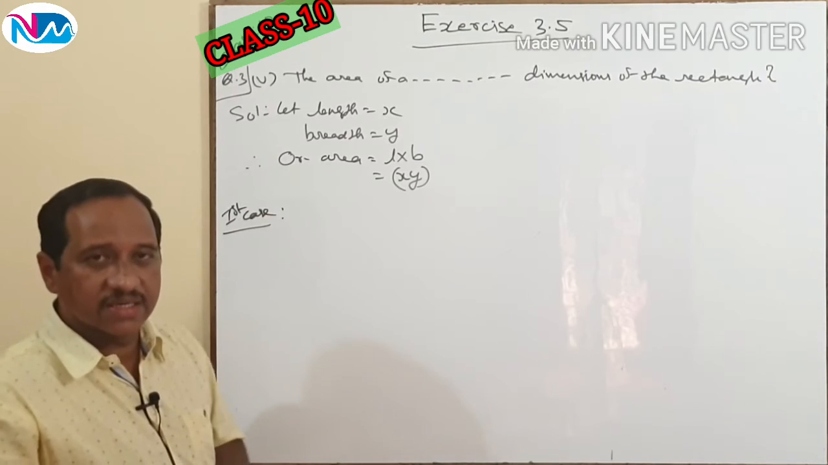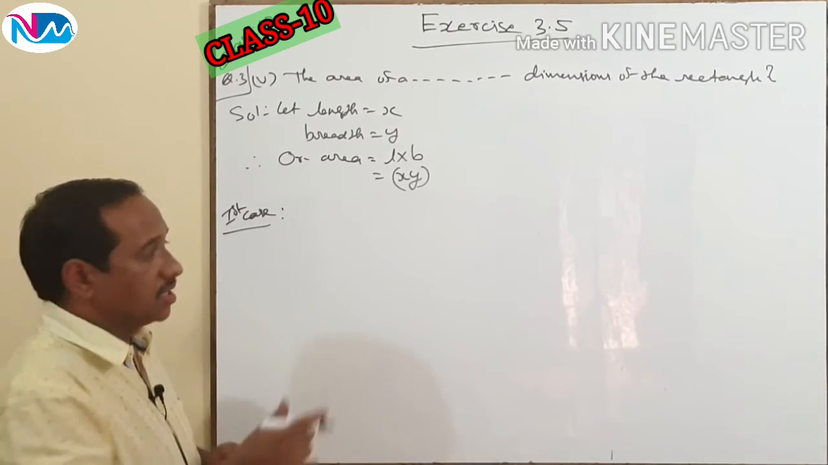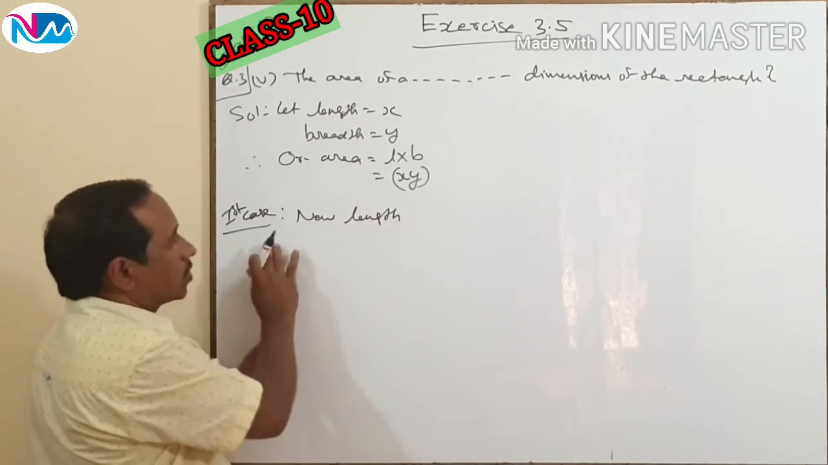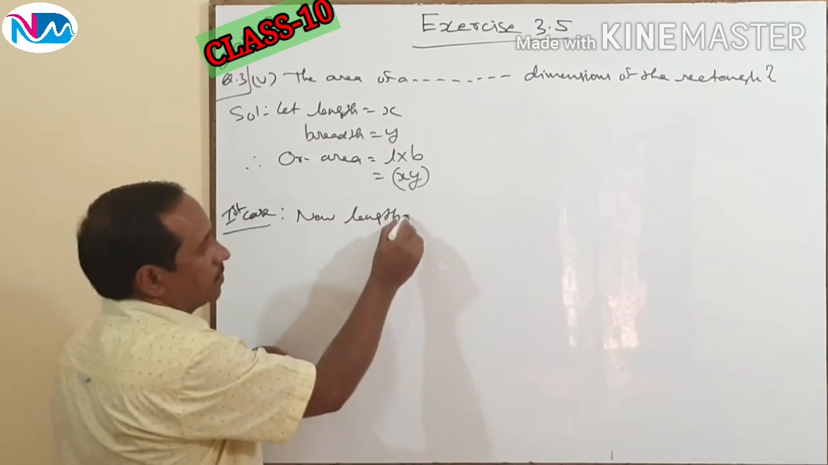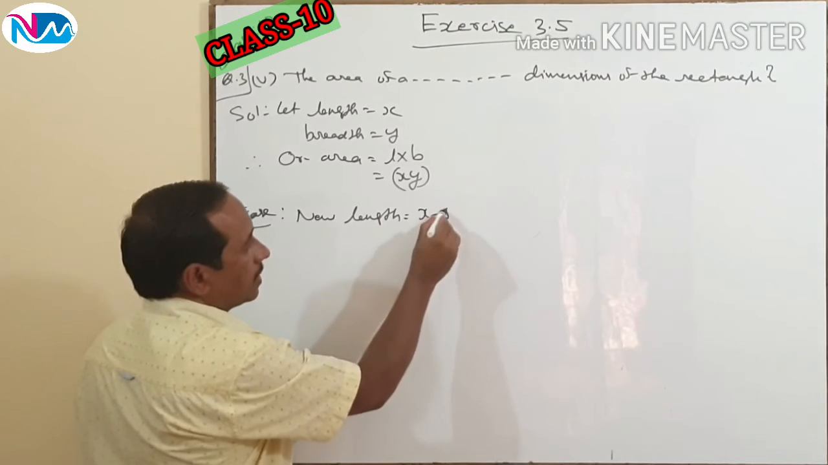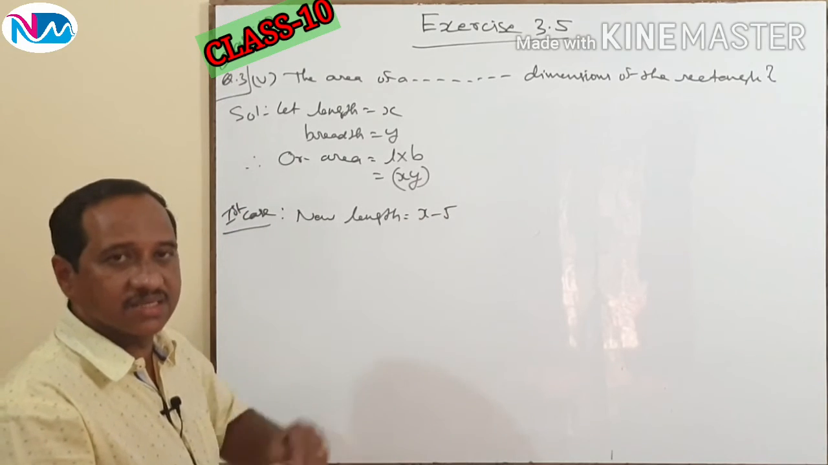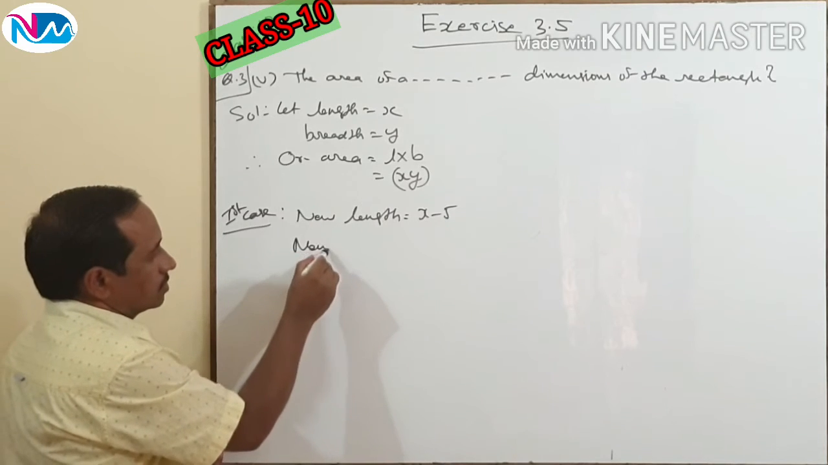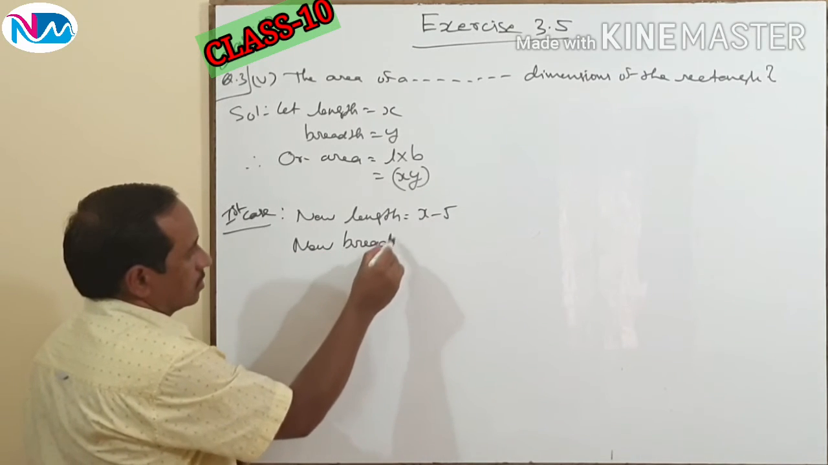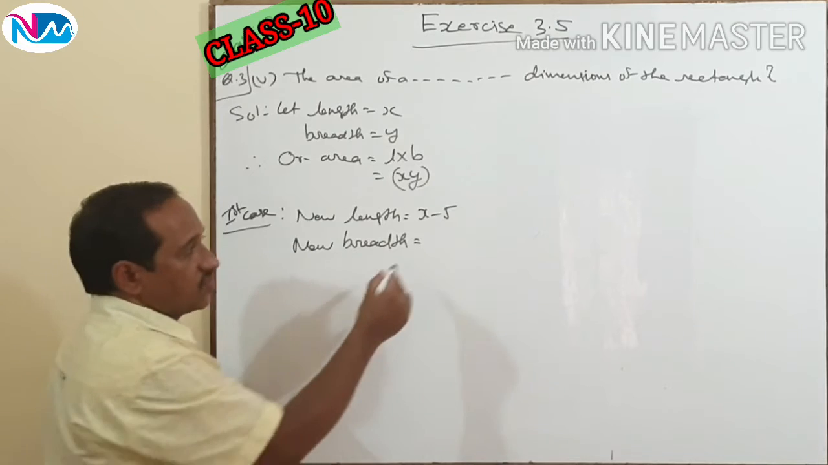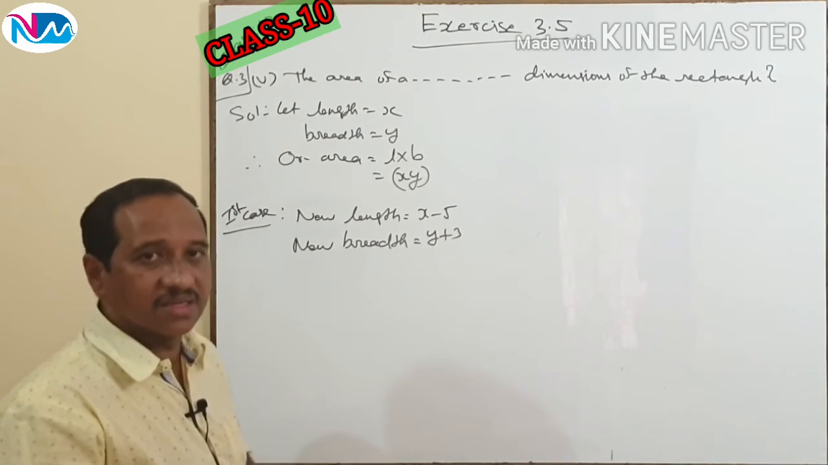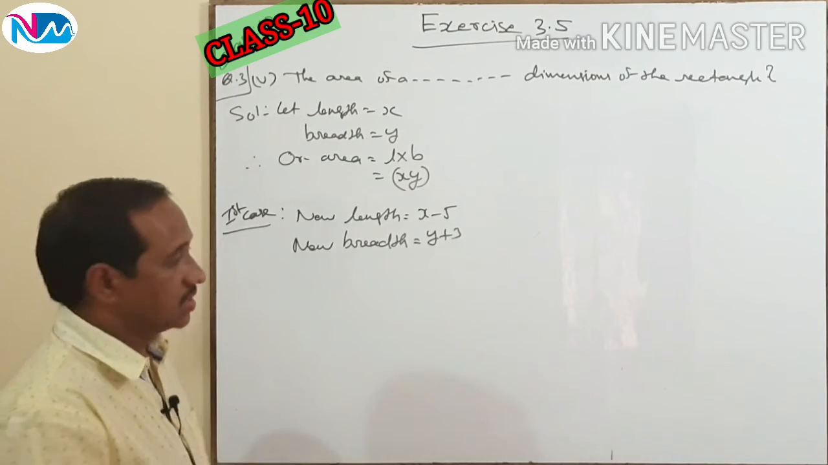According to the first case, there is a change in the length. What is the new length? The new length will be x minus 5 because the length is reduced by 5 units, and the new breadth will be equal to y plus 3 because the breadth is increased by 3 units.